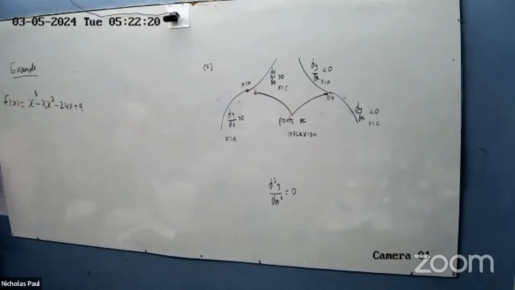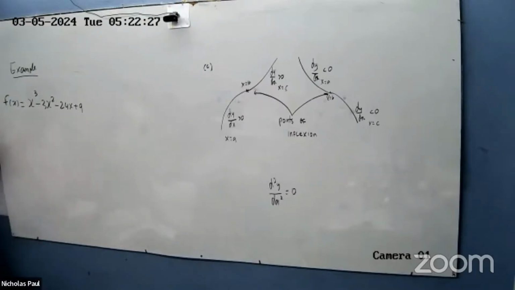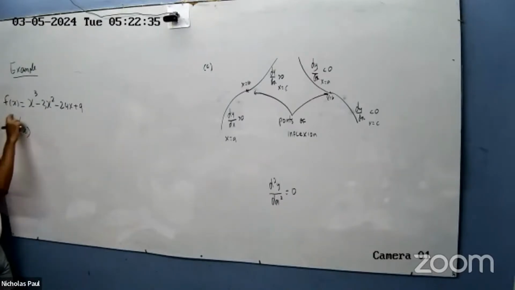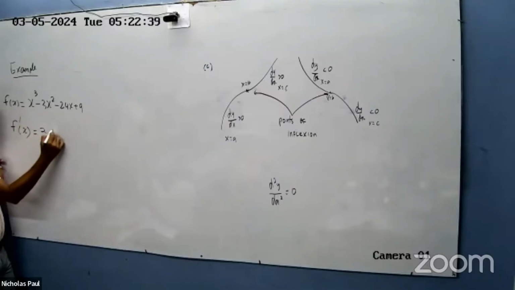So they want the nature and they want us to find these stationary points. So the first thing we do is we find the first differential. Stationary points occur when dy/dx is 0. So the first thing we do is we find the stationary points. So we differentiate first.